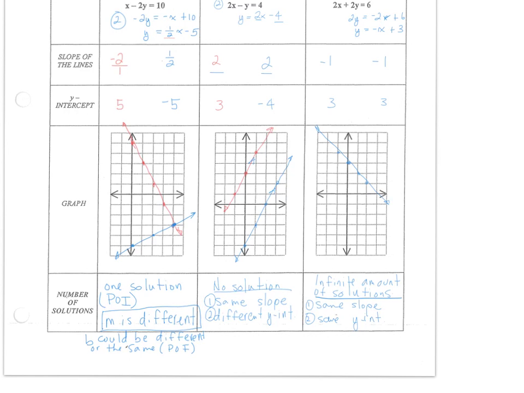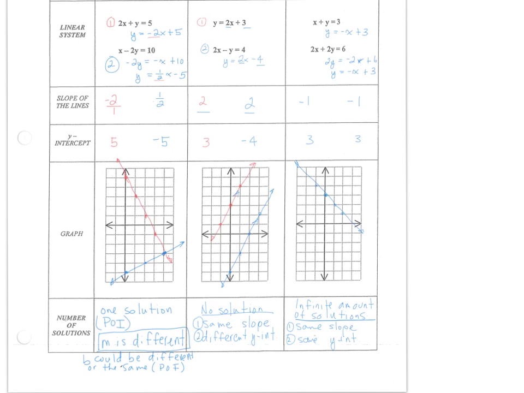All right, or the lines could be the same, even though they don't look the same when you start off, like we did in our example C here. When you rearrange it into slope-intercept form, then you can see where the slope is, where the y-intercept is, and then you can see the same slope, same y-intercept. So they sit on top of each other, and there's an infinite amount of solutions.